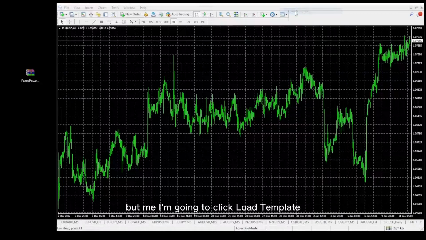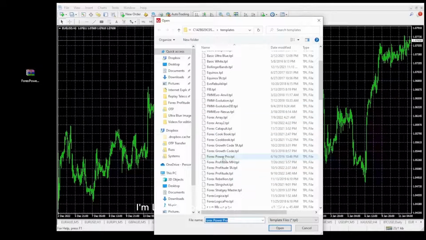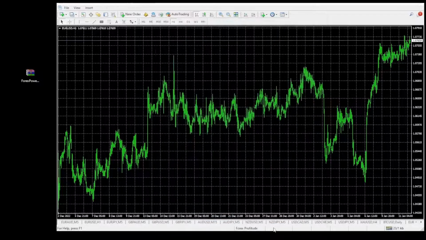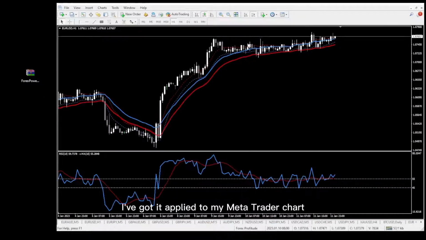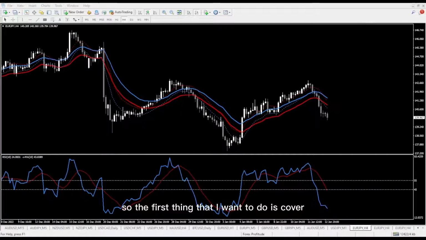But me, I'm going to click load template. And then from here, I'm looking for the Forex Power Pro. Click that template, click open. And again, I've got it applied to my MetaTrader chart. So the first thing that I want to do is cover the indicators. I want to explain what the indicators are and what they do.